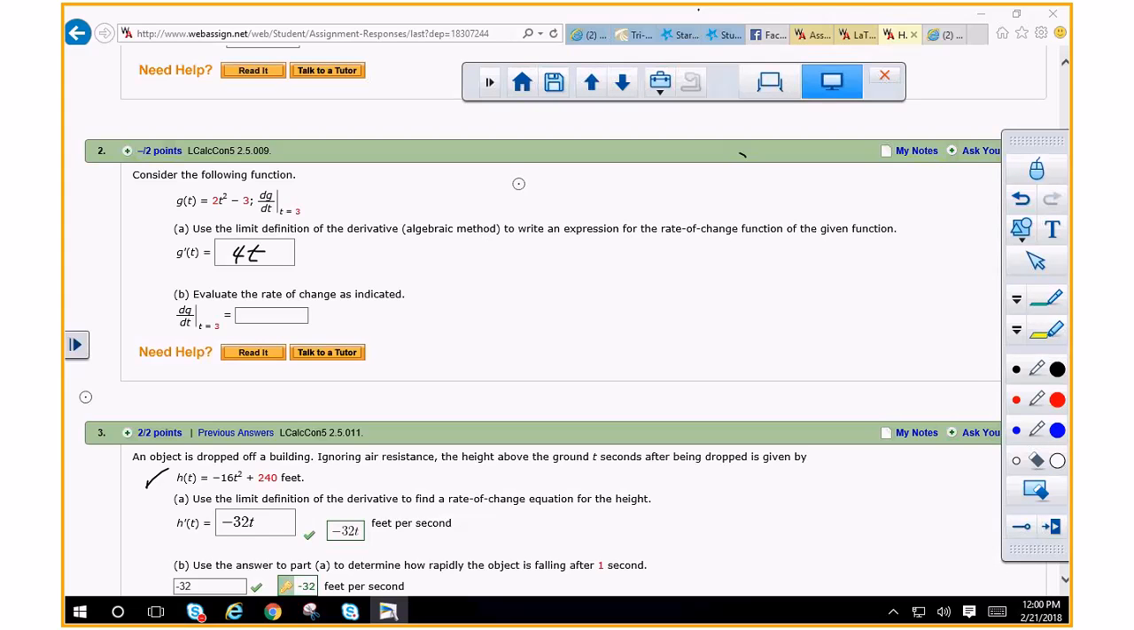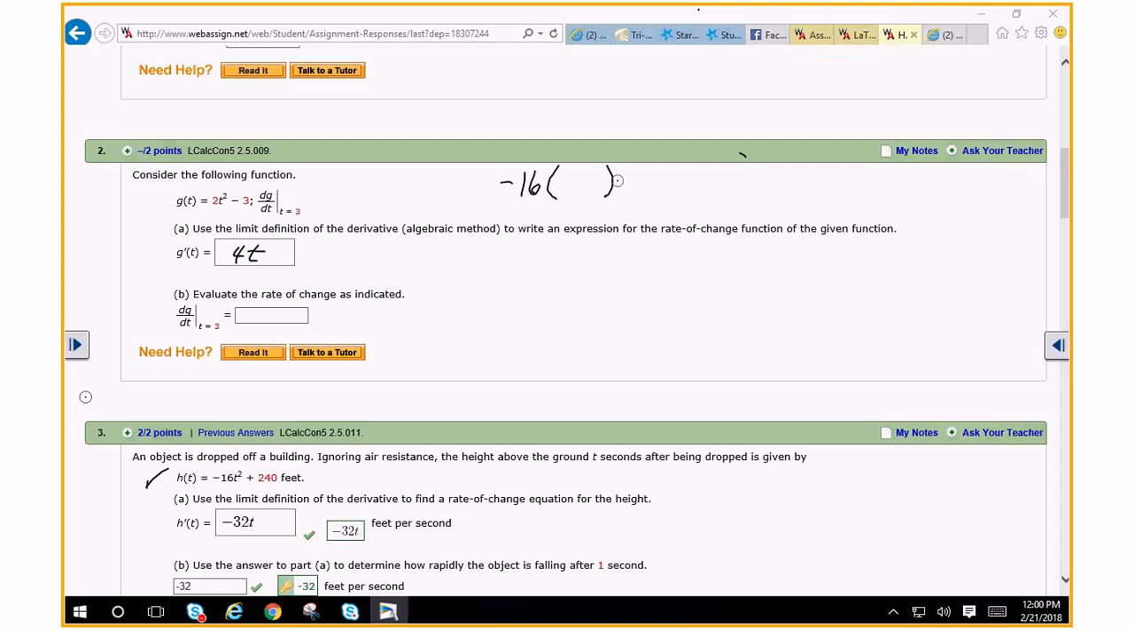So here we go. We got negative 16 parentheses squared plus 240. And I'm going to put that in brackets because that's going to be my f of t plus h, or g of t plus h. And then minus g of t. Well, g of t is going to be negative 16t squared plus, this is a projectile, plus 240 because of that negative 16t squared. That's a projectile. And that's over h. Limit as h goes to 0.